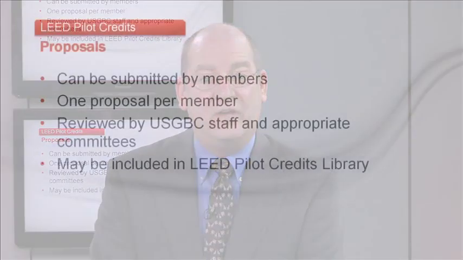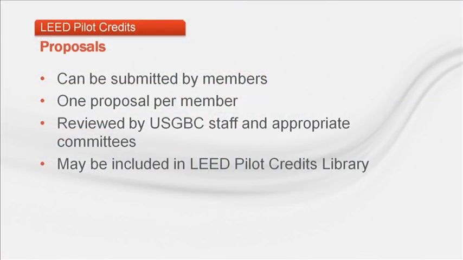So, how do pilot credits make it into the system? Ideas can be submitted by members, but to avoid monopolization, only one proposal per member is allowed. They are then reviewed by USGBC staff, the appropriate committees, for example, the Indoor Environmental Quality Technical Advisory Group, as well as the Special Pilot Credits Working Group. Following that, they may be included in the library.